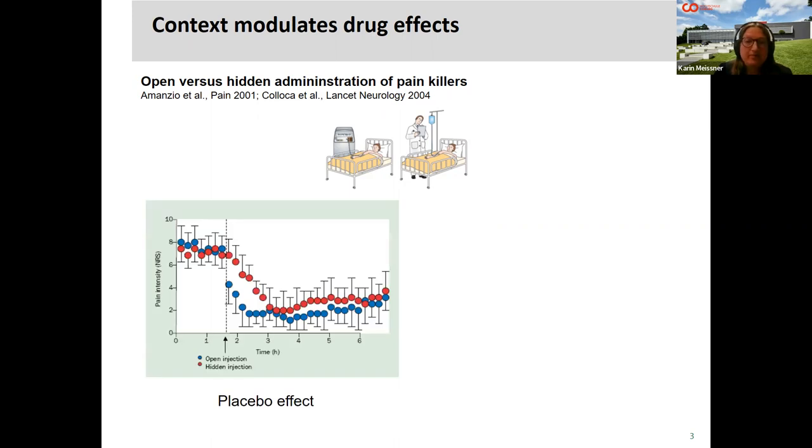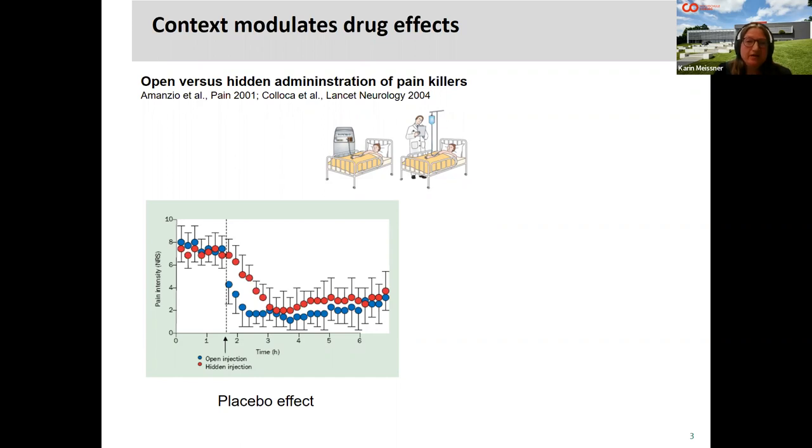And here you can see the pain ratings over 6 hours after the injection. Every patient got a true injection with painkillers, but the one group knew about it and the other didn't. The blue line are the patients who knew that they got a painkiller, and the red line is the pain of the group who didn't know that the painkiller was administered. And here you see a big difference, which is also significant. This is a placebo effect related to an active drug effect, related to the information given about whether a painkiller is administered or not.